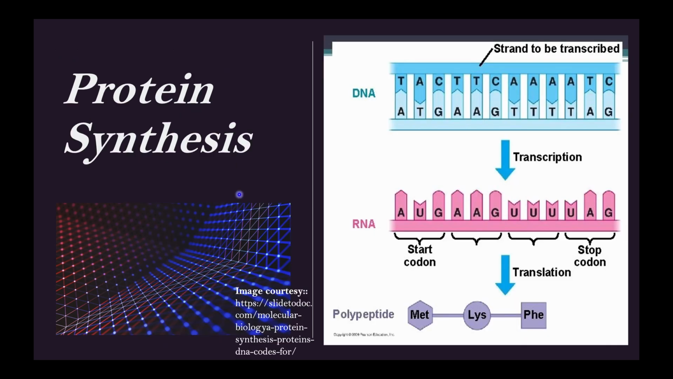Let's recap the process. This is the template strand in DNA, the strand to be transcribed. This is the coding strand in DNA. This is the mRNA strand that is transcribed. And this is the polypeptide chain, or the protein, that is formed after translation is complete.